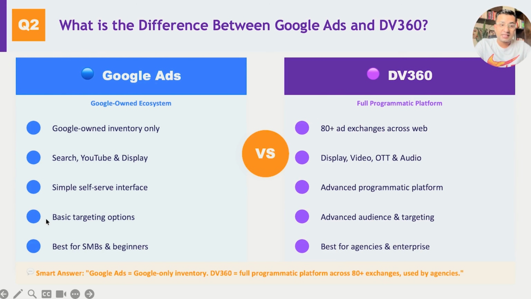Google Ads has basic targeting options, whereas DV360 has advanced audience and targeting options. Because bigger players are using DV360, they want to get into niche audiences. They do not want to waste their budgets, which are huge budgets for DV360. That's why bigger advertisers and major players who are concerned about their brand safety go with DV360 rather than Google Ads. Google Ads is best for small and medium businesses and for beginners. DV360 is best for agencies and enterprises.